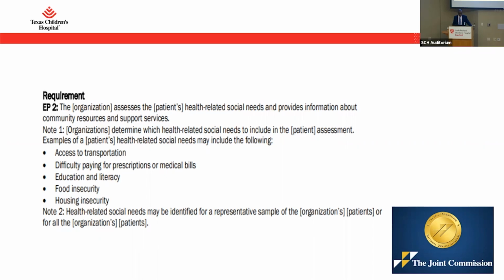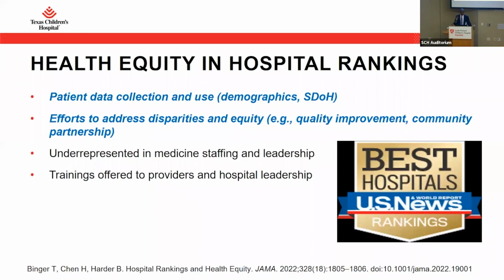So access to transportation, difficulty paying for prescriptions or medical bills, education and literacy, food insecurity, and housing insecurity. They don't give a lot about exactly how to do it, but these are the areas in theory you can focus on. So we have payers, we have Joint Commission, and the other lovely one that's come out in the last couple of years is hospital rankings.